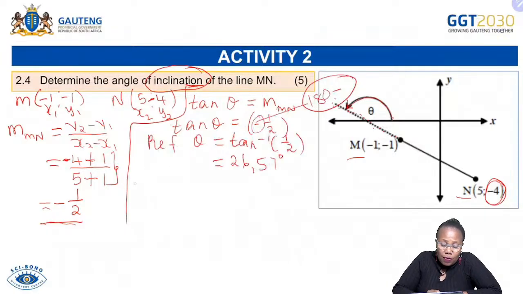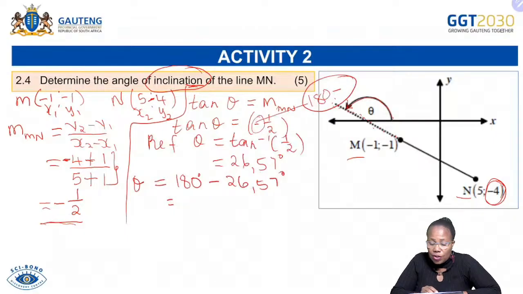And then now we move to the actual value of theta. Now it will be 180 minus the 26,57 degrees, which is giving you how much, Rachel? 153,43 degrees.